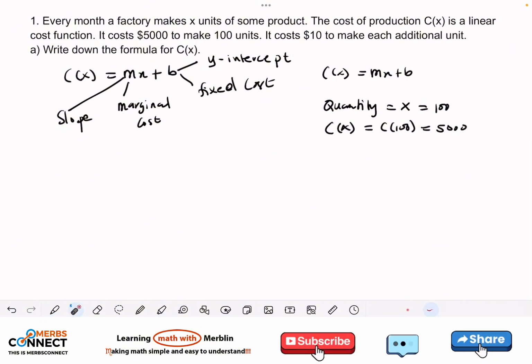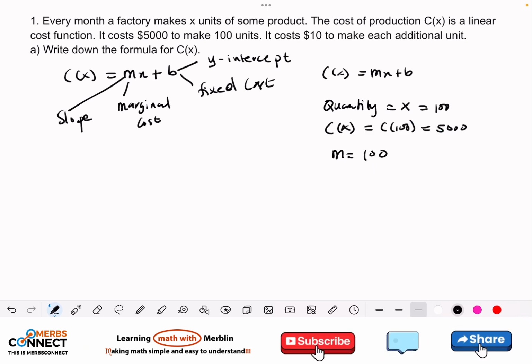And then the question went ahead and said it costs $10 to make each additional unit. So when it costs you to make an additional unit, it means that that value here is the marginal cost, because the marginal cost is the one that depends on the quantity that you are going to make, right? So this marginal cost here depends on x. So anytime you want to make an extra unit, there will be a cost of $10. So it means that that will be our m, which is the marginal cost.